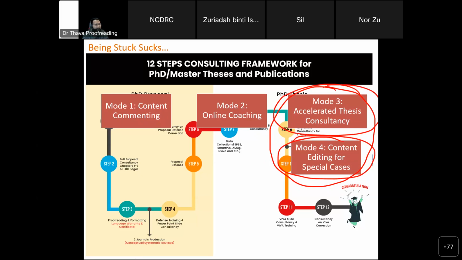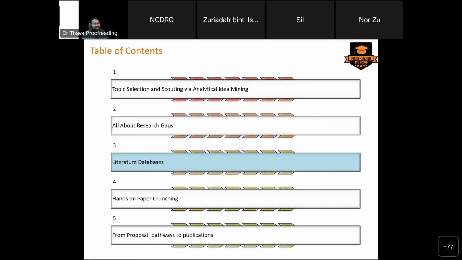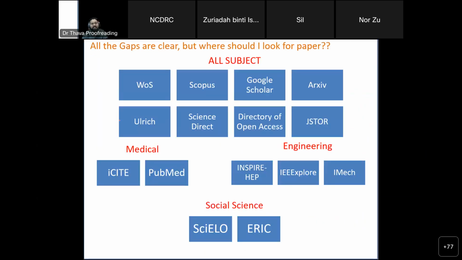Okay. Now let's go to literature databases. Okay, in terms of literature databases, we have all these databases. Okay, now we already know how to find topic. We already know the kind of research gap. To fulfill all that, you need to know where to go and look for papers.